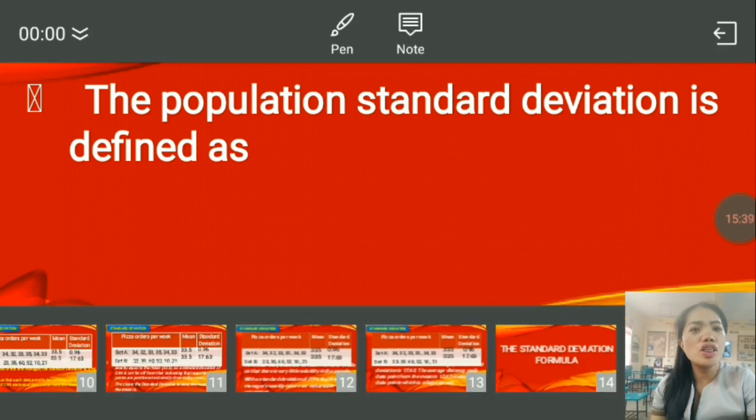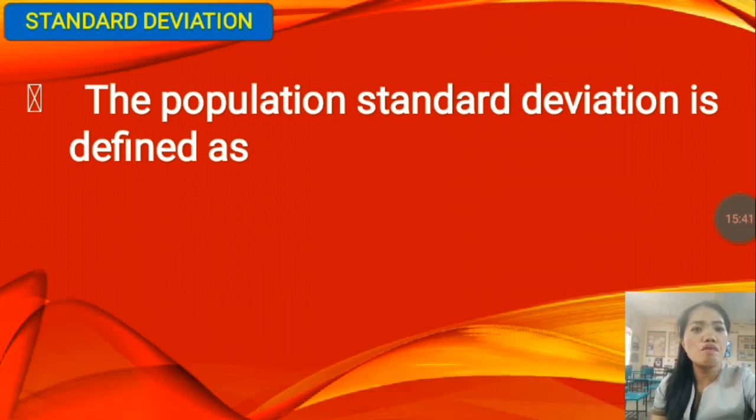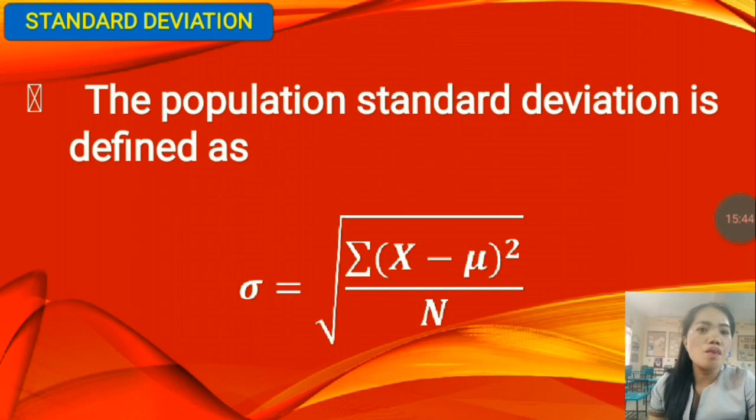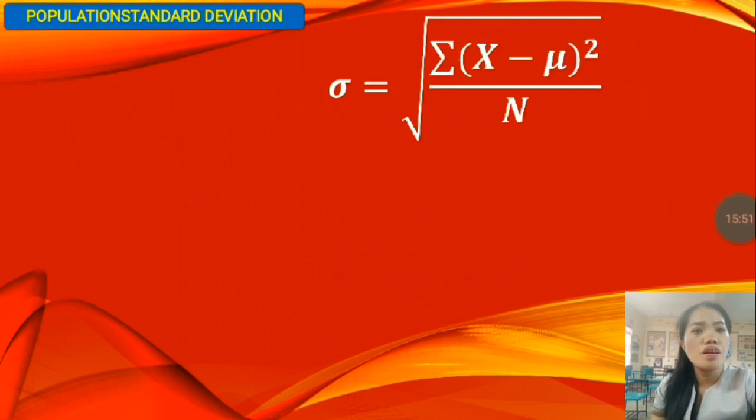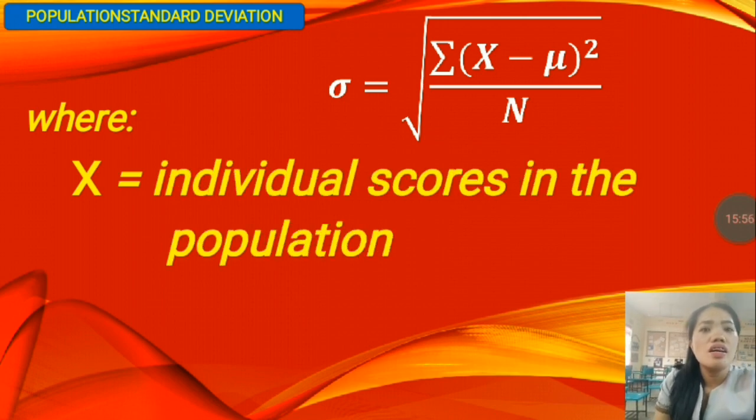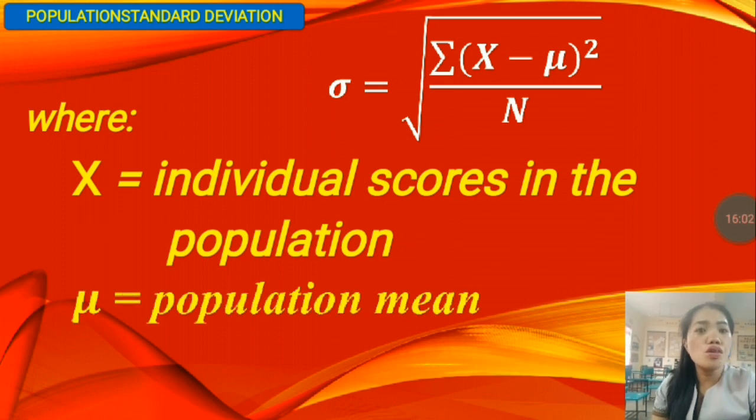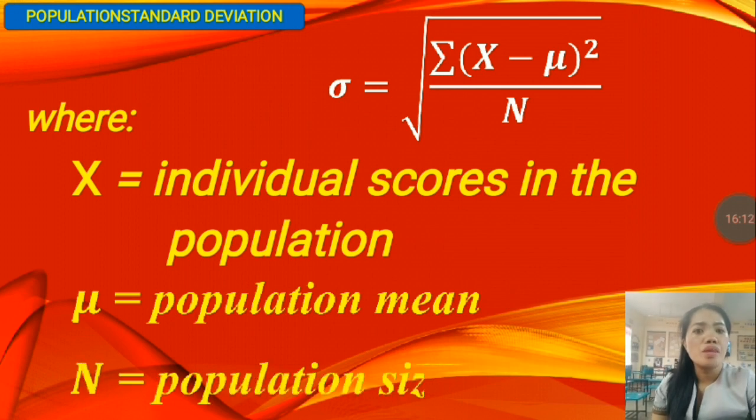Now the population standard deviation is defined as, you have that symbol for the population standard deviation, is equal to, okay, we have here the corresponding, X is the individual scores in the population, and mu is the population mean. Remember, mu is the lowercase letter from the Greek alphabet, that's population mean. Then the capital letter N is population size.